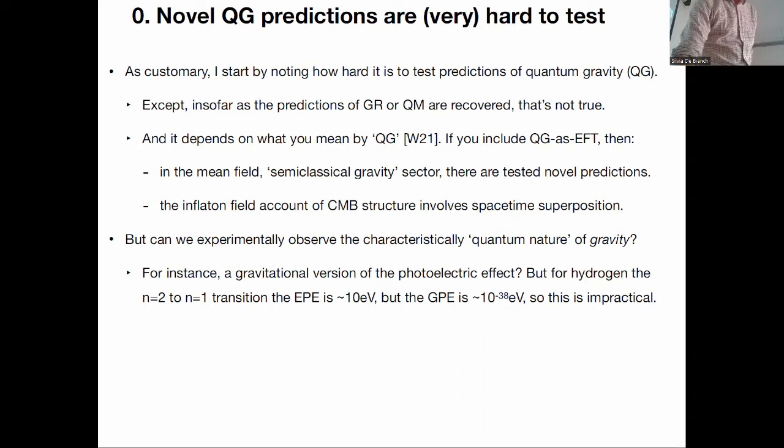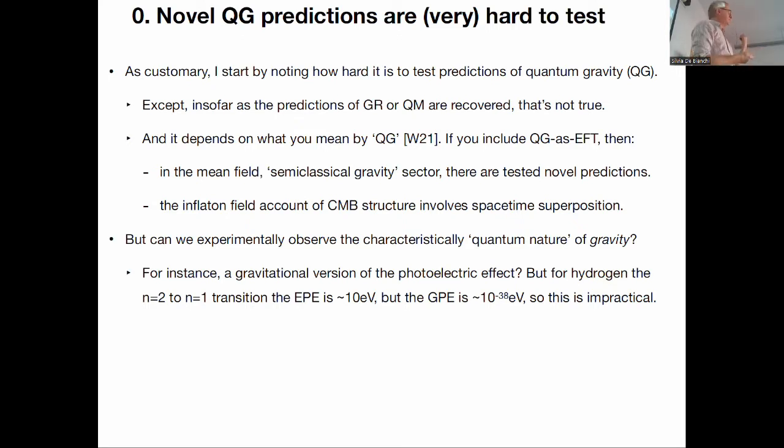So that's really impractical. Another way people have talked about, which is a little more practical but still way beyond current technology, is to imagine you have some massive system in some sort of superposition, and it interferes with the gravitational field, but gravitons get emitted, and so you can lose coherence in the superposition, and it turns into a mixed state.